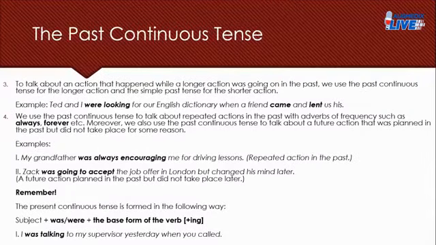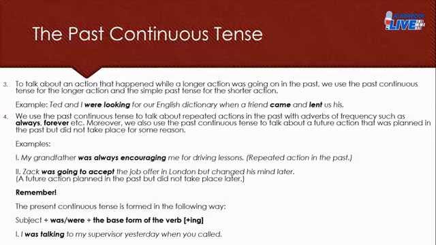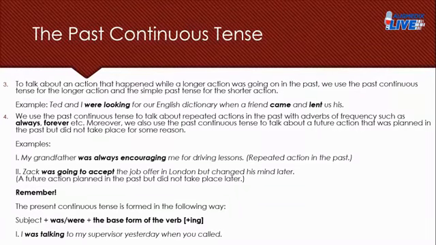Let's go to rule number 4. What do we have here? We use the past continuous tense to talk about repeated actions in the past with adverbs of frequency, such as always, forever, etc. Moreover, we also use the past continuous tense to talk about a future action that was planned in the past but did not take place for some reason, right?